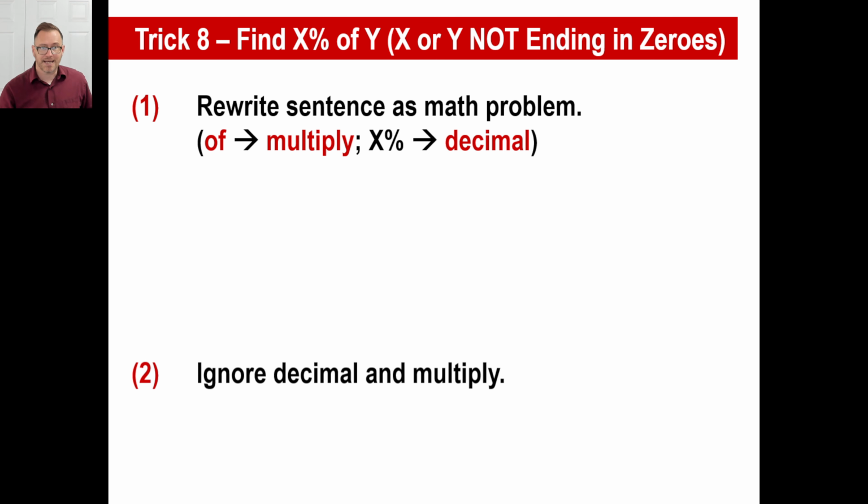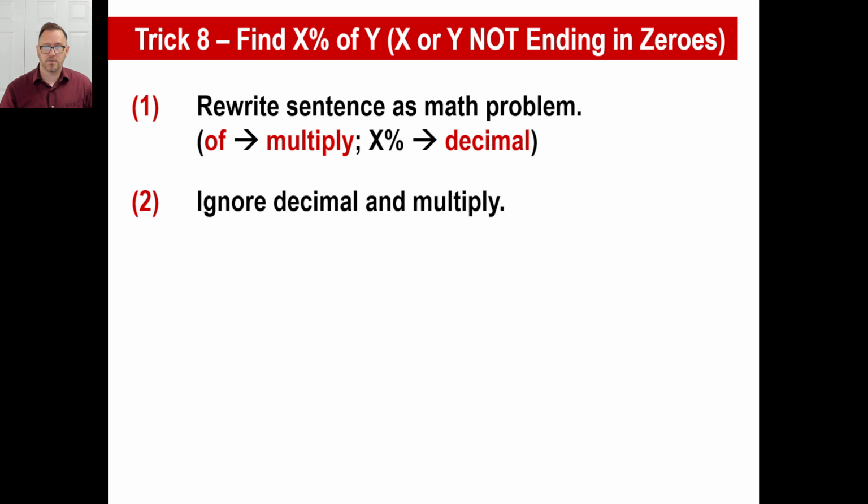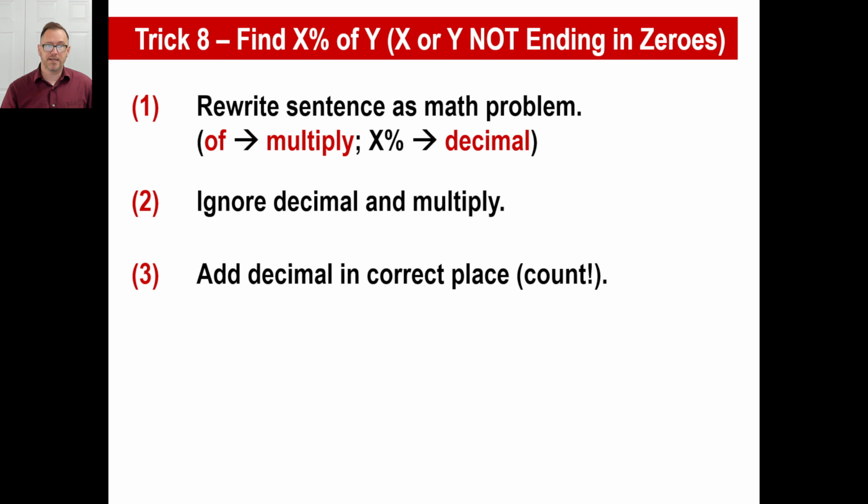All right? Second, ignore the decimal and multiply. Just ignore it. All right? Don't get too hung up on these steps. When you do the steps practically, you're going to train that into your brain. 3, add the decimal in the correct place. Of course, you can count.